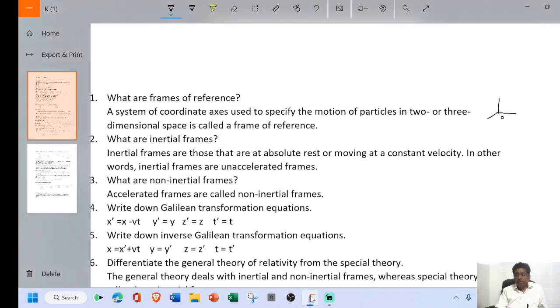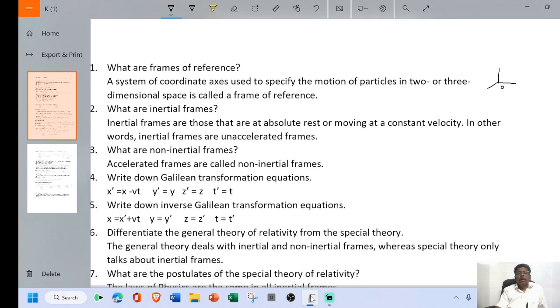There are a few questions from the paper classical mechanics. We have to go through them one by one. First question is, what are frames of reference? A system of coordinate axes used to specify the motion of particles in two or three-dimensional space is called a frame of reference. This is a frame of reference, a three-dimensional frame.